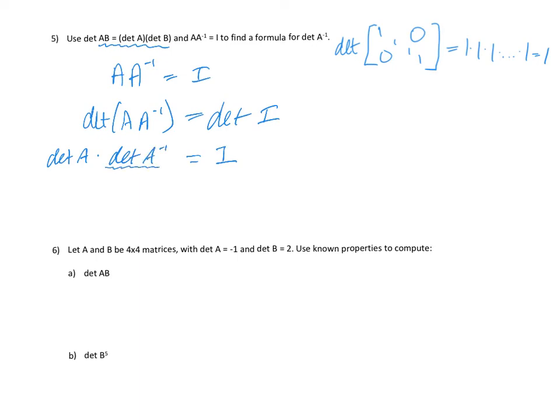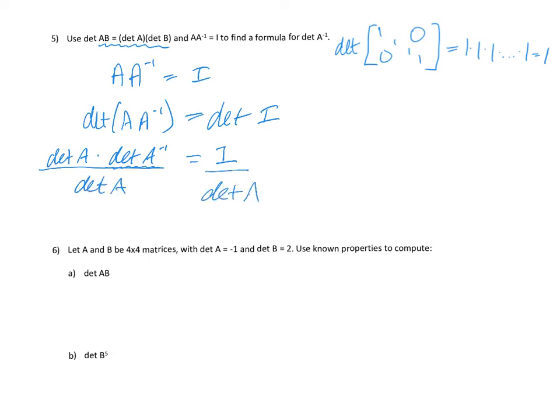And this is what I'd like a formula for. Now, normally when we're dealing with matrices, you do not divide both sides by a matrix, but the determinant of a matrix is just a number. The determinant of a matrix is a real number. So I can divide both sides here by the determinant of A.